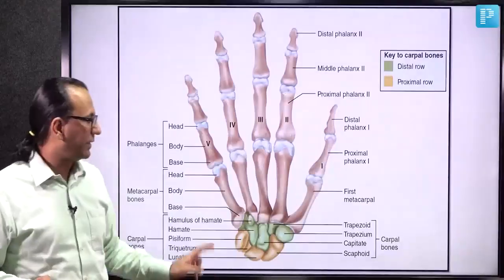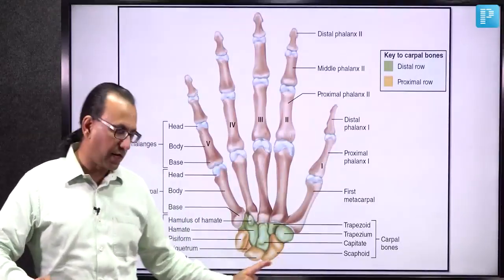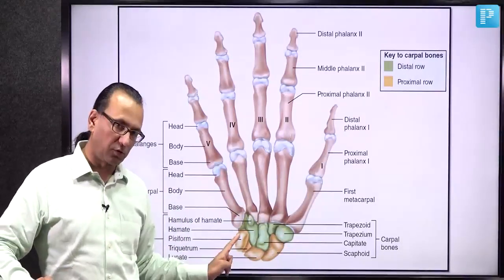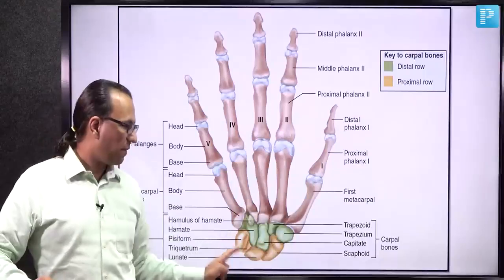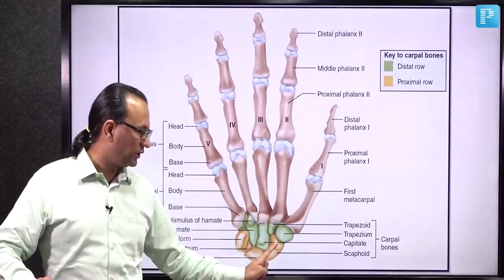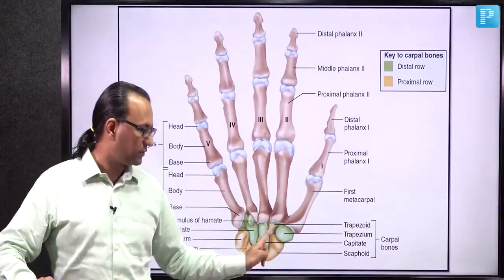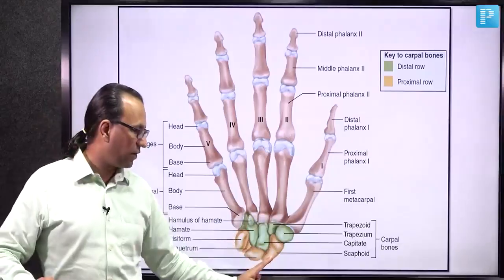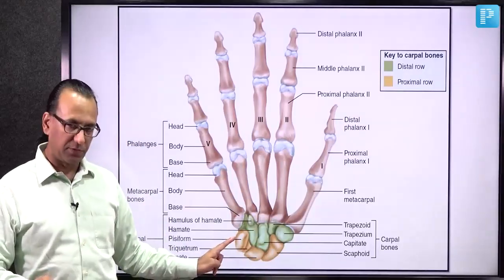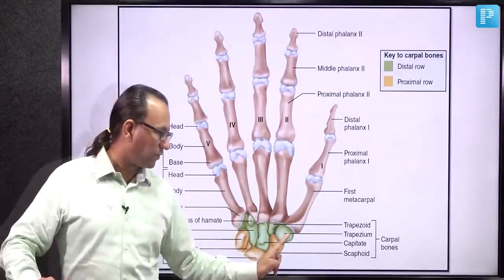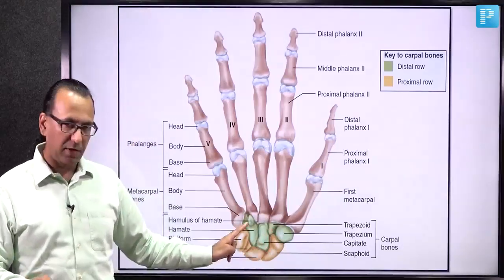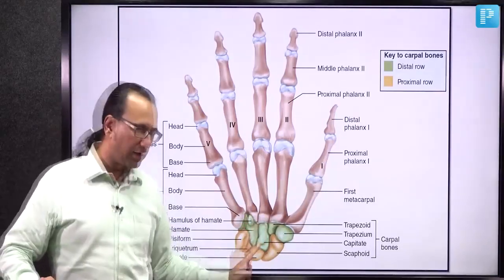Now, let us look at some details of the carpal bones, which are 8 in number: 4 in the proximal row and 4 in the distal row. We can remember them by a mnemonic: she looks too pretty, try to catch her. It is the scaphoid, then lunate, triquetrum, and pisiform, the smallest of all, and then trapezium, trapezoid, capitate, and hamate. The largest bone is the capitate bone here.